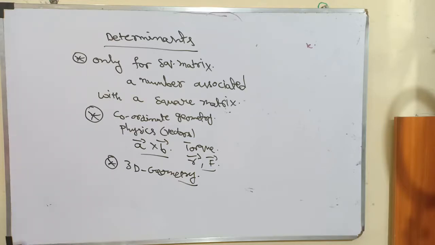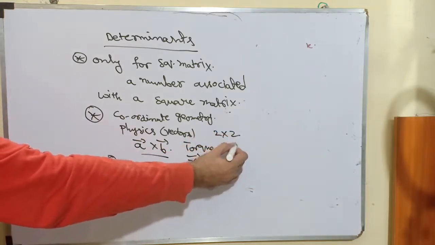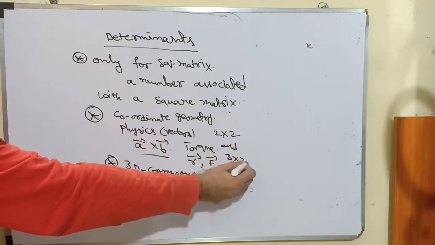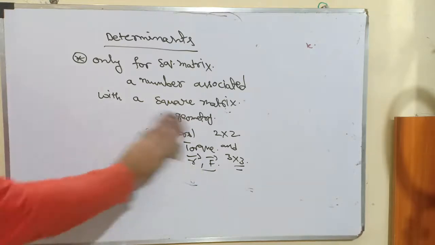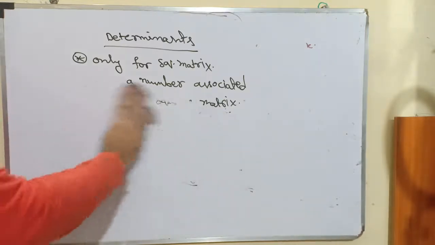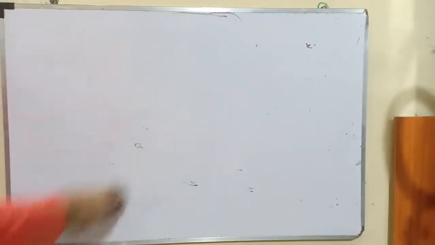So determinant is a number associated with a square matrix. For your syllabus, what we are going to discuss is 2 by 2 and 3 by 3 determinants. Let's start with a 2 by 2 determinant. How to represent a determinant, all these things I'll teach you now.